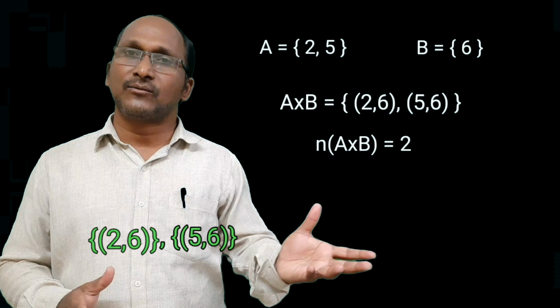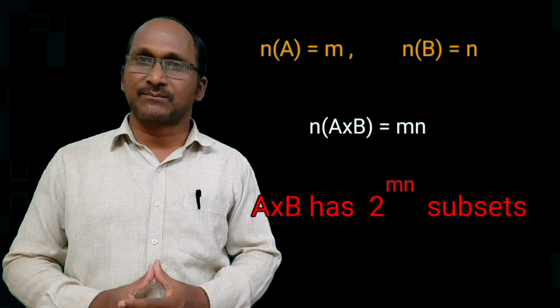If A has m elements and B has n elements, then A cross B has m into n, that is mn elements. So in this case, A cross B has 2 power mn subsets. This is the formula for the number of subsets of the given Cartesian product.